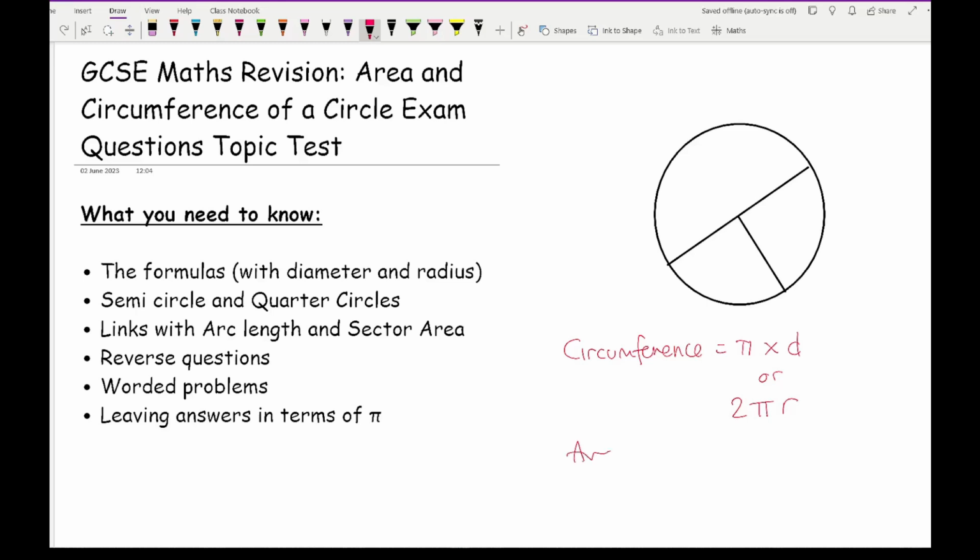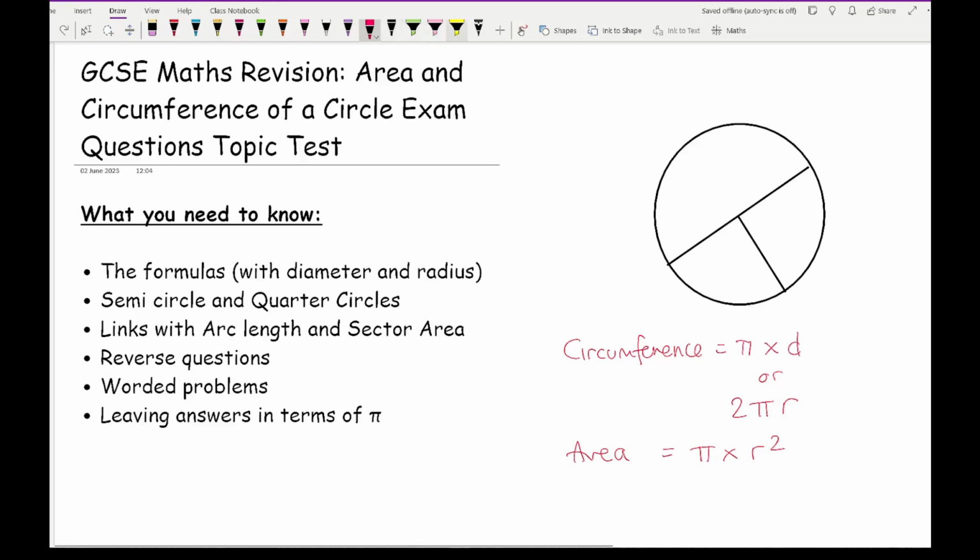For the area, the formula is pi times r squared. So again, these formulas are not going to be given to you, so it is important that you do learn them. The next one is to be able to work with semicircles and quarter circles.